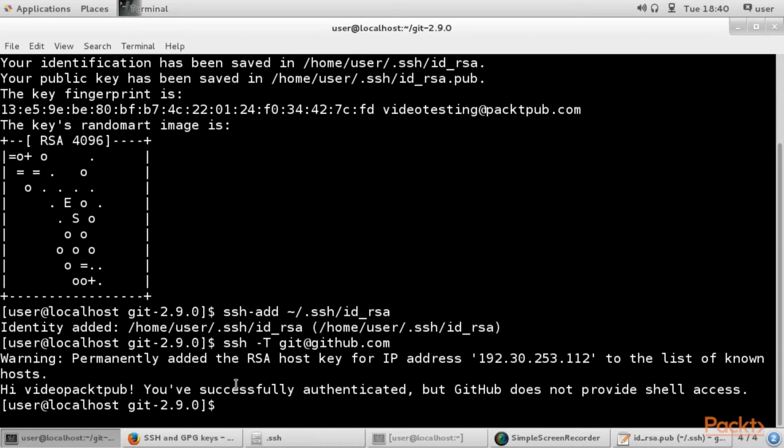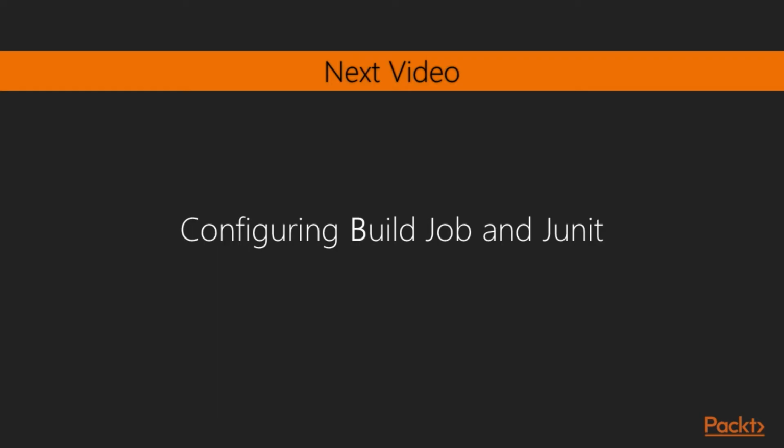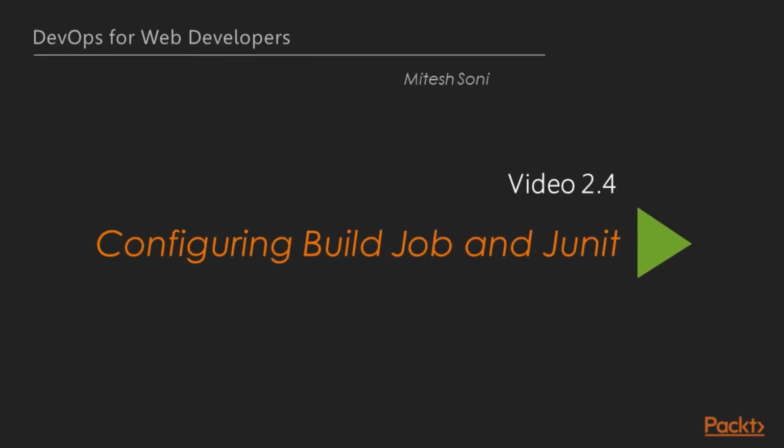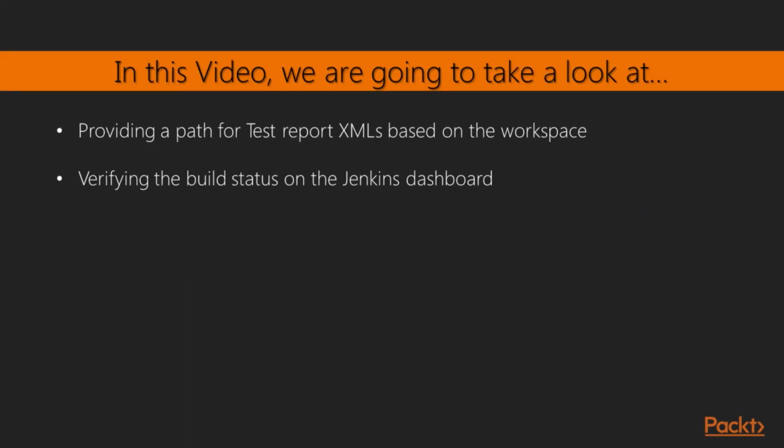Awesome! In this video, we've successfully configured and authenticated source code on GitHub. In the next video, we'll learn how to configure the build job and configure JUnit. Welcome to the next video of Section 2, Configuring build job and JUnit. In the previous video, we configured and authenticated source code on GitHub. In this video, we will learn how to configure the build job and JUnit.